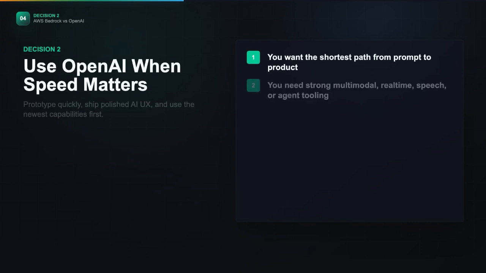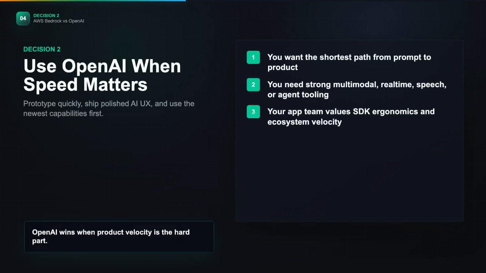Use OpenAI when speed and product quality matter most. If you are building a new AI feature and want to go from blank file to working demo today, OpenAI is hard to beat. The APIs are direct, the docs are developer-friendly, the SDKs are simple, and the ecosystem is huge. You also tend to see new model capabilities, multimodal workflows, structured outputs, real-time audio, and assistant patterns show up very quickly. That matters for product teams.